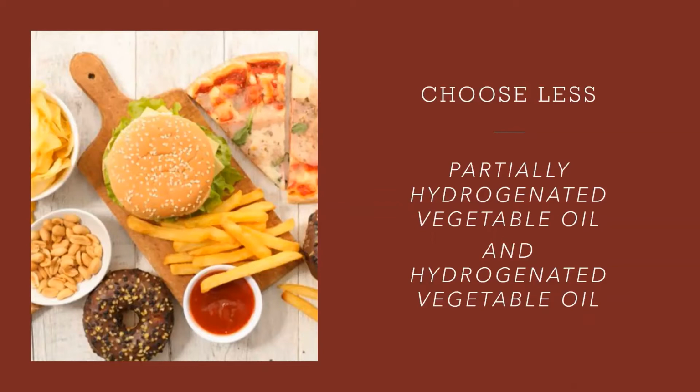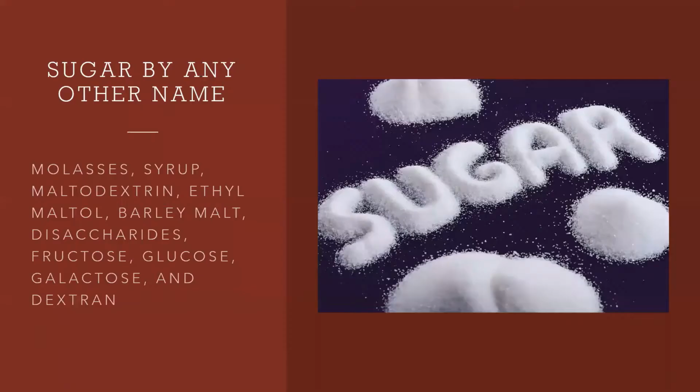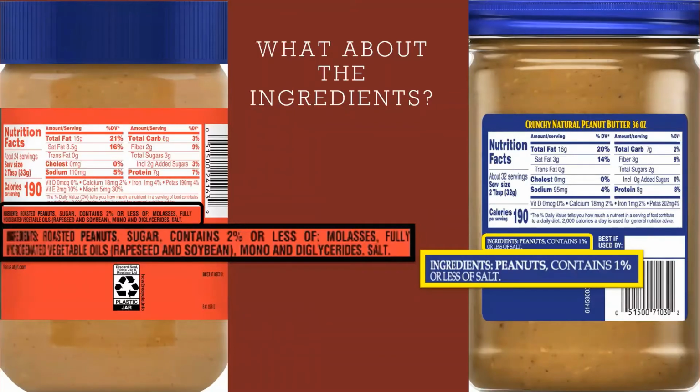These are fats that have been made to be solid at room temperature or have been made to be liquid at room temperature. It's about a chemical process, and it's often used to make food taste better without making it better for you. Let's go back to those peanut butter ingredients. Fully hydrogenated vegetable oils. That sounds like another name for fat.